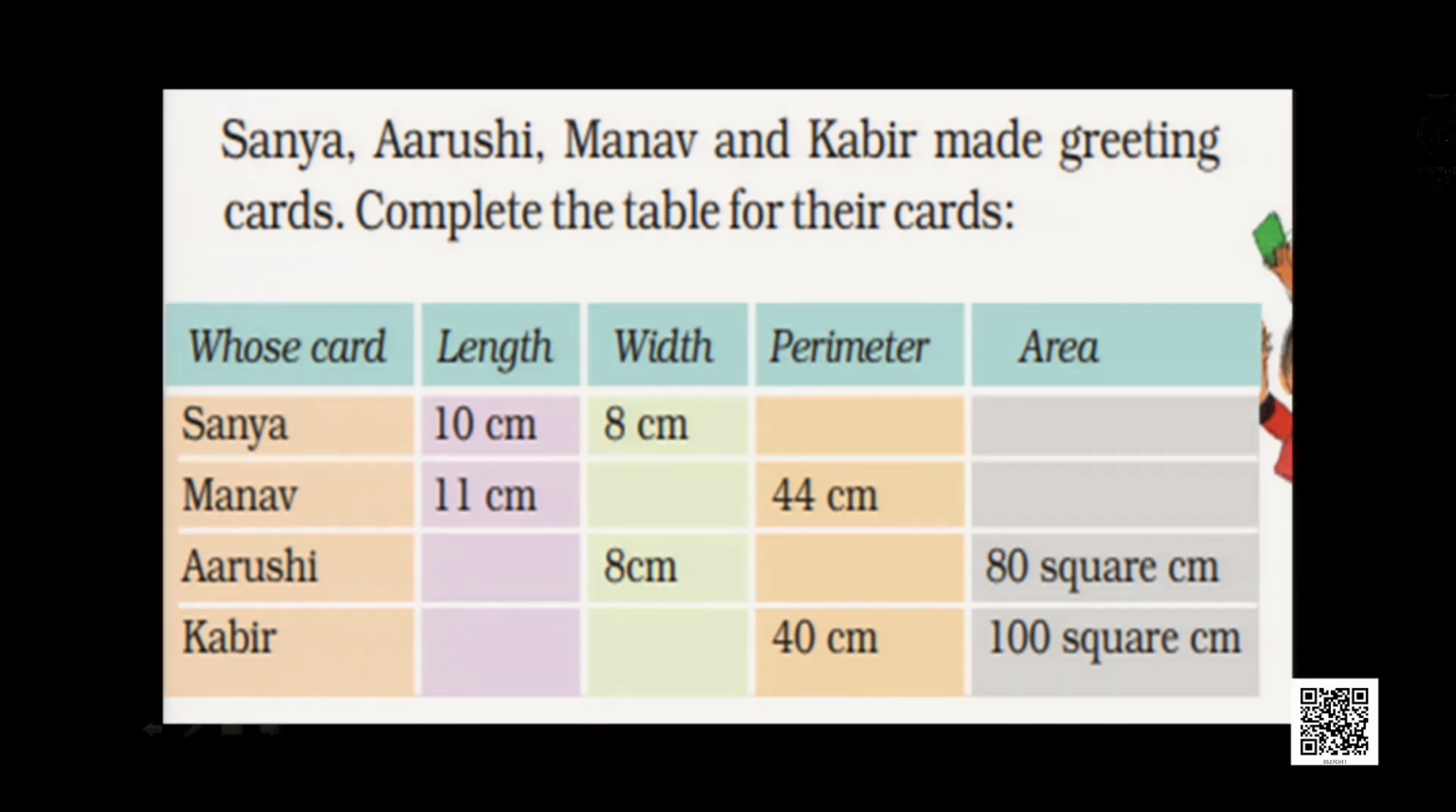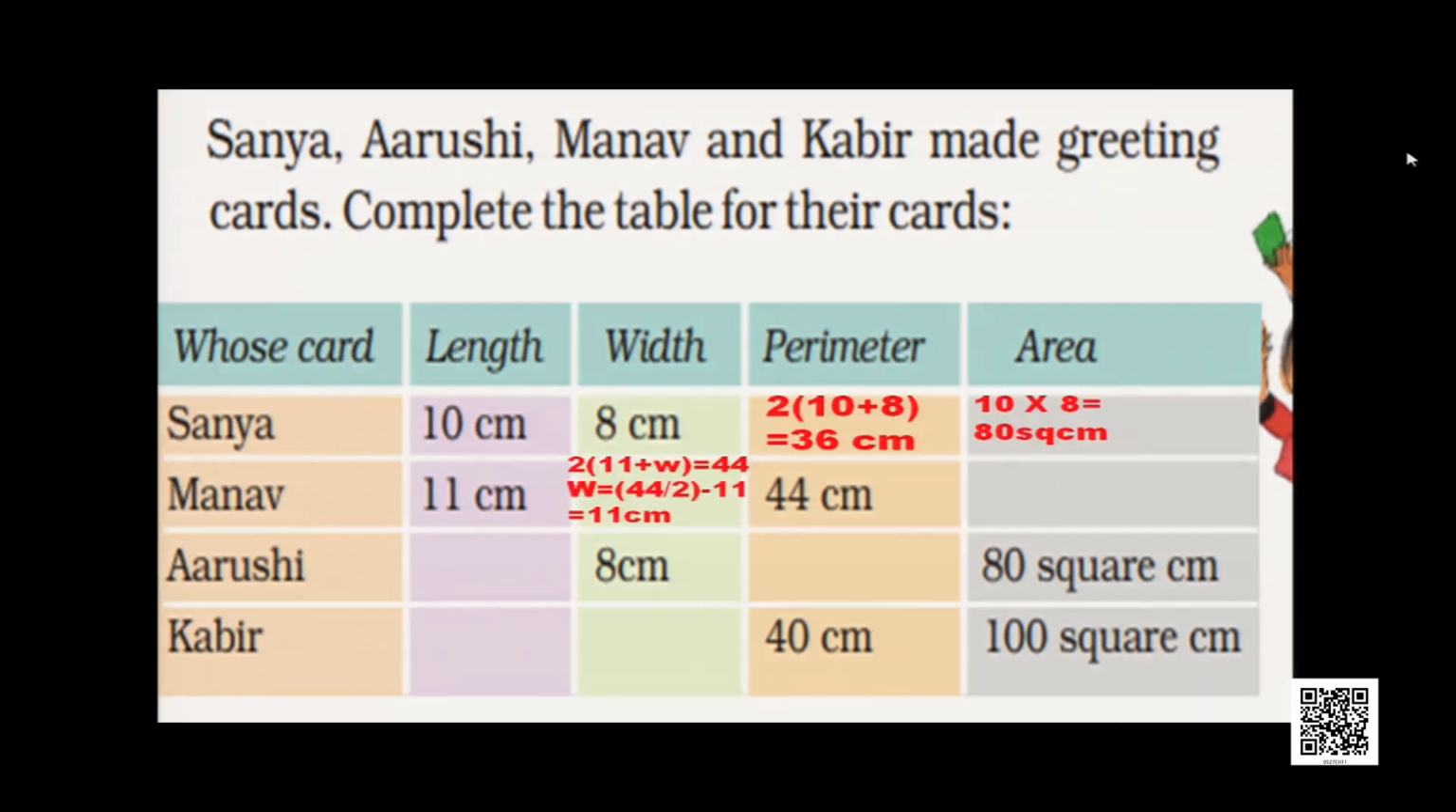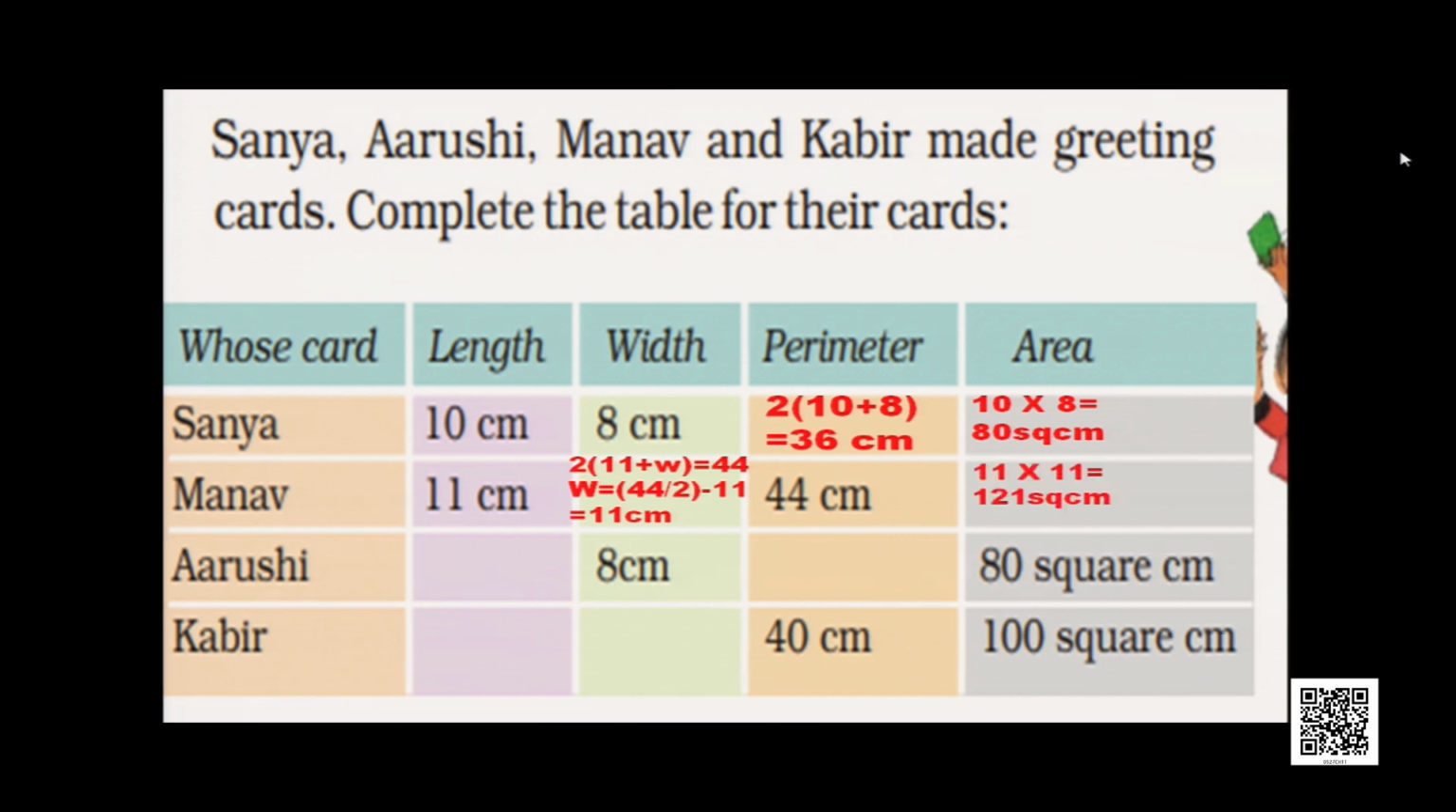Now the next question was Manav. Here length is given and perimeter is given. How to calculate the breadth? Yes, we know 2 into length plus breadth is equal to 44. So length plus breadth will be 44 divided by 2, that is 22. From 22, length is 11. What will be breadth? 22 minus 11, 11 centimeter. So we have got length 11 and width 11 centimeter. So area will be length into breadth, 11 into 11 will get 121 square centimeter. Like this other two will find out.